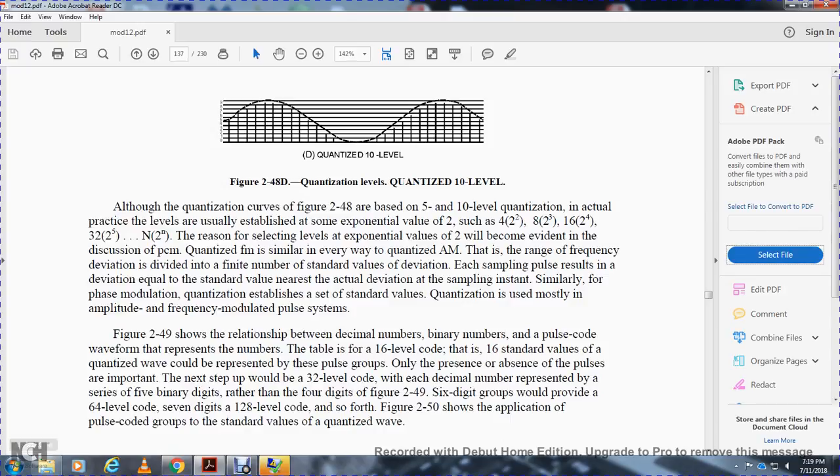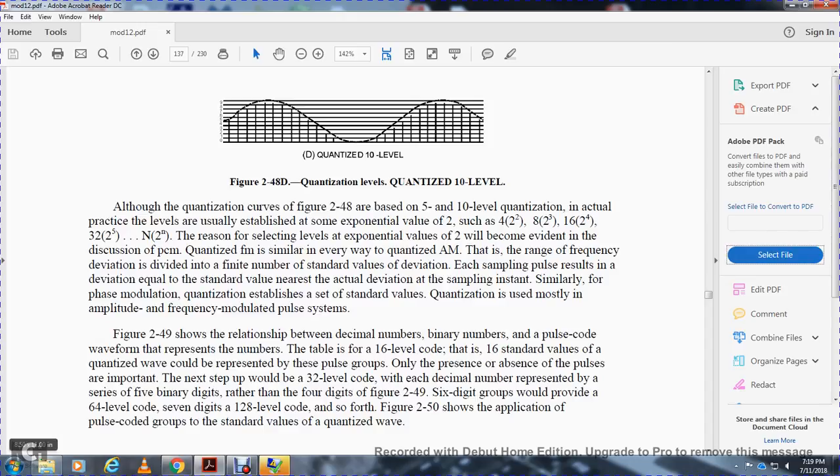Figure 249 shows the relationship between decimal numbers, binary numbers, and the pulse code waveform representing them. The table is for a 16-level code. The 16 standard values of the quantized wave can be represented by each pulse group. Only the presence or absence of the pulses is important. The next step up is a 32-level code, where each decimal number is represented by a series of 5 binary digits rather than 4. In figure 249, 6-digit groups give a 64-level code, 7-digit codes give a 128-level code, and so forth.